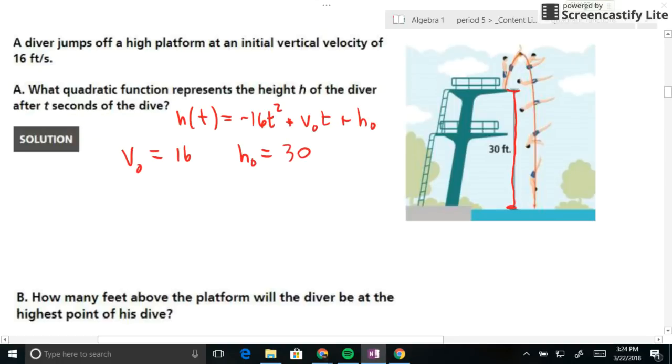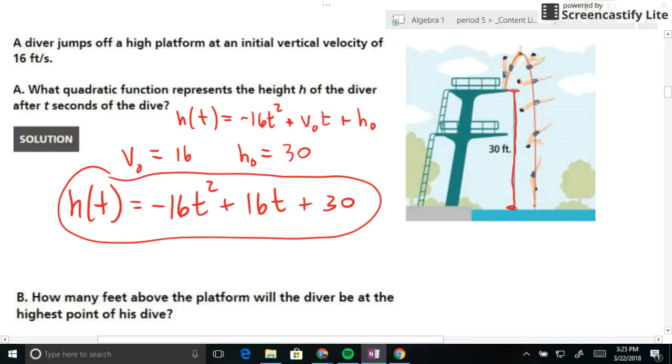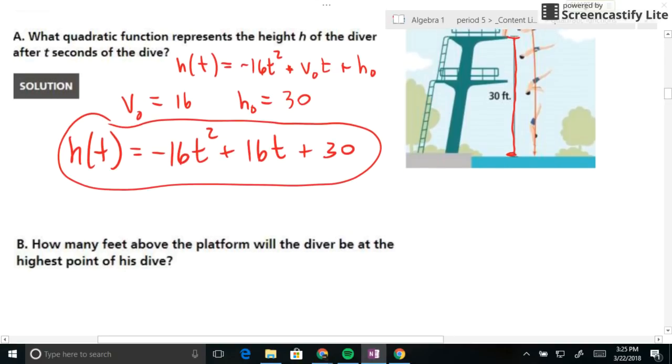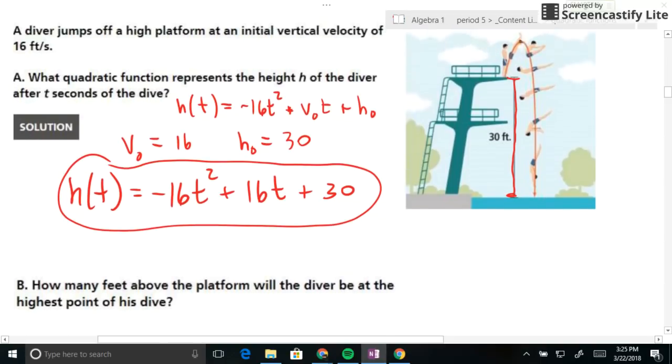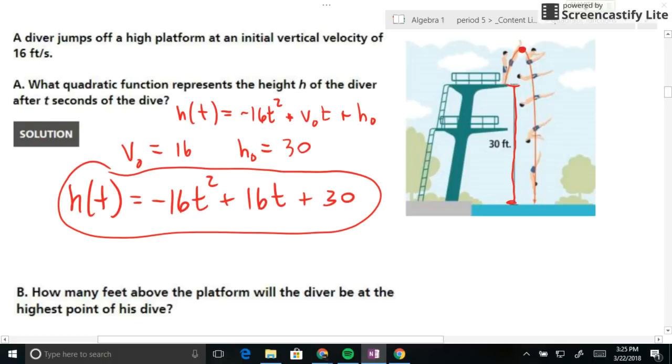So all we do is plug those numbers in, and we have our equation that represents the quadratic function of a diver who starts at height h and after t seconds. So h sub t equals negative 16 t squared plus 16t plus 30. That is our equation. Now the second part is how many feet above the platform will the diver be at its highest point? When we look at this, the highest point will be that point up there, which is the vertex.